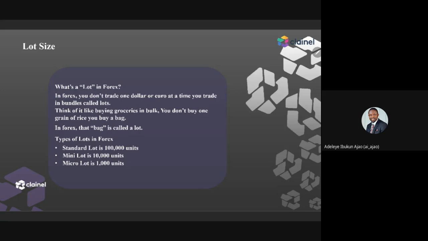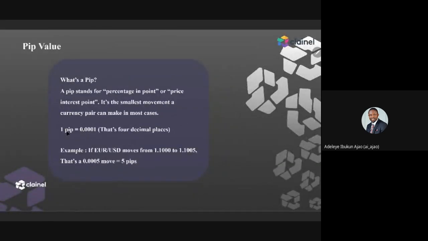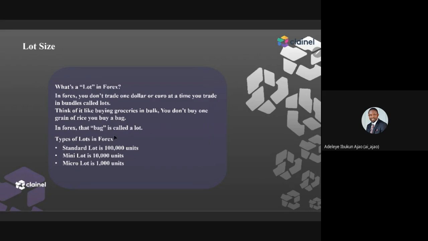With this size, each pip movement, this is where they all work together. With your standard lot size, each pip movement is worth about $10. For one pip movement with your 100,000 units, your standard lot size, one pip movement, like we discussed before, this one pip here, which is your 0.0001 increase. That's the fourth decimal point in your price, the increment. So now one pip like this is equivalent to $10.